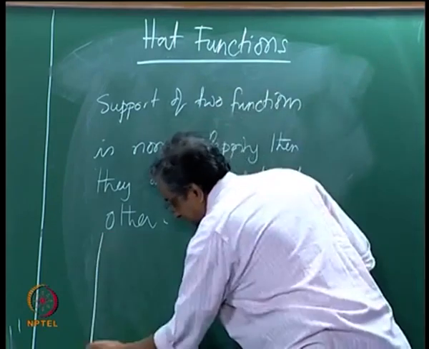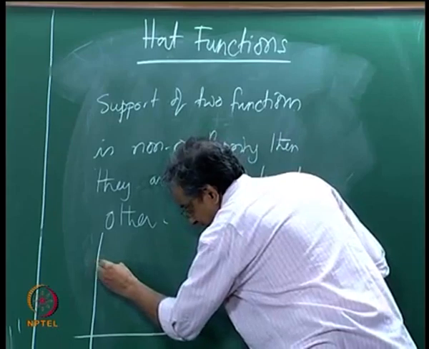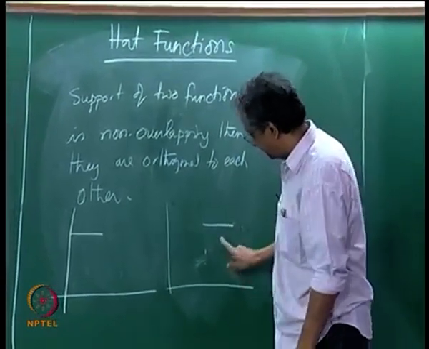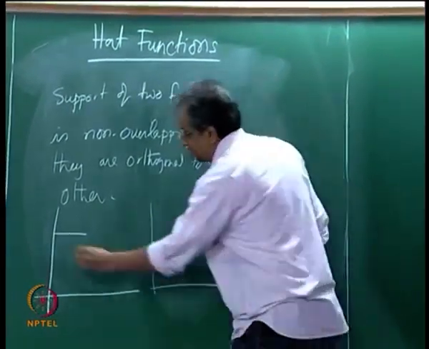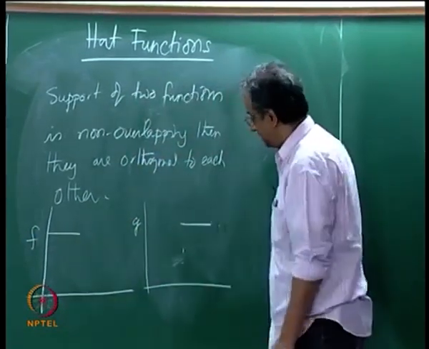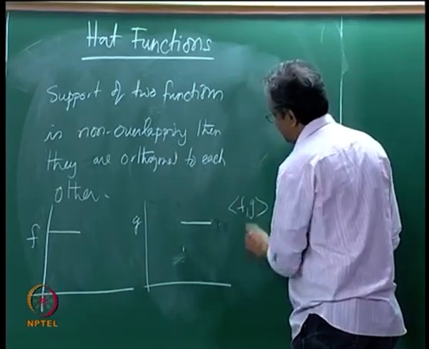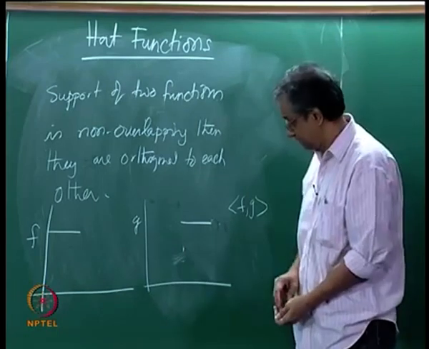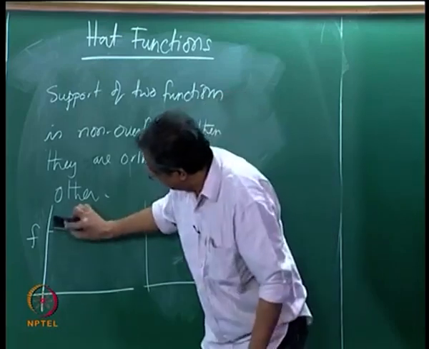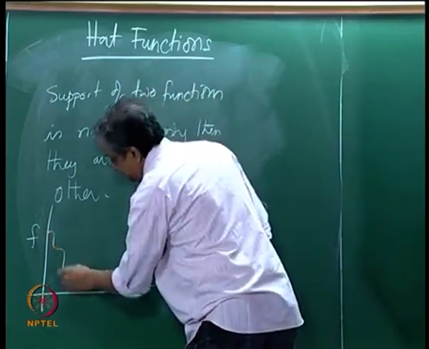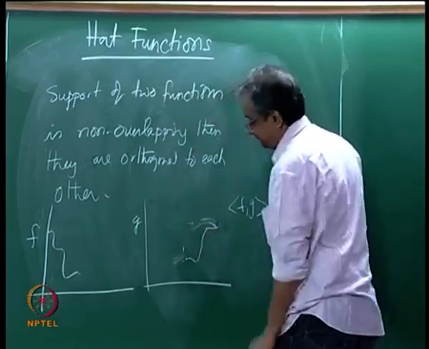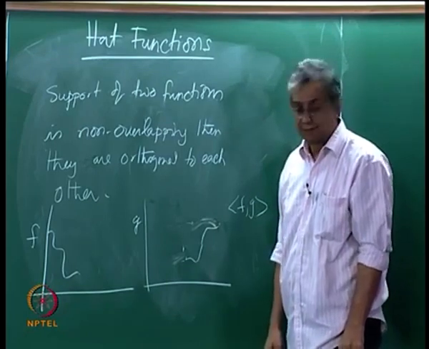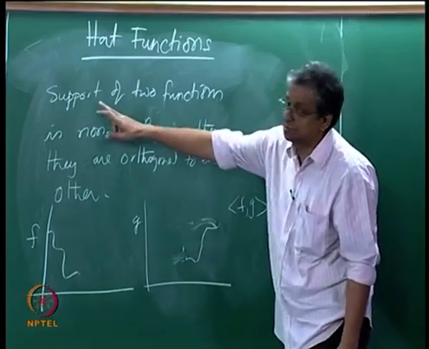That means that yesterday I chose functions f and g in a fashion such that the support was non-overlapping. This was f, that was g, and yesterday we basically said that because the support is non-overlapping, f dot g turned out to be orthogonal. The question is, does it have to be a constant there? It could be anything as long as it is not 0, right. Is that fine?